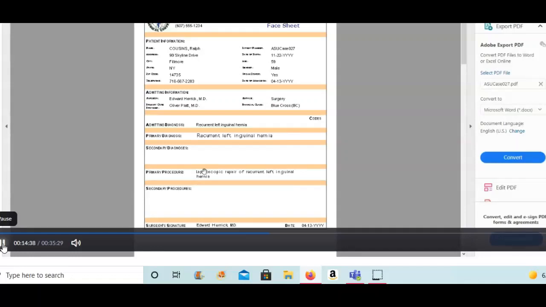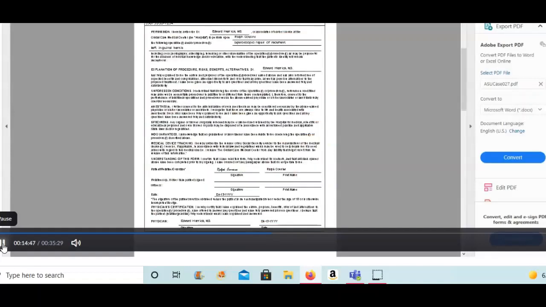And then the primary procedure, laparoscopic repair of recurrent left inguinal hernia. Again, pretty straightforward. So consent, just skip by that. Now here's our op report. So here's an example, pre-op, post-op. In this case, they're the same. So pre-op, they think the patient had a recurrent left inguinal hernia. Post-op, turns out the patient had a recurrent left inguinal hernia. So the procedure being performed was this laparoscopic repair of the recurrent left inguinal hernia.